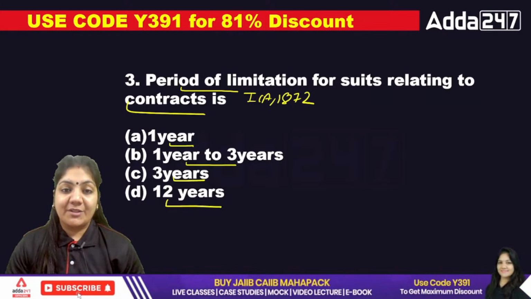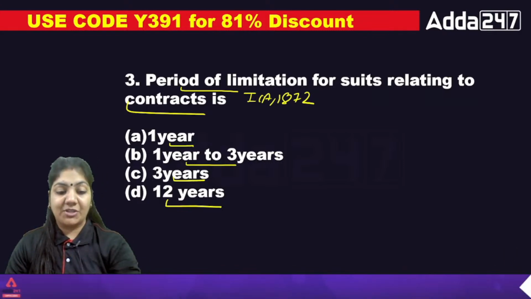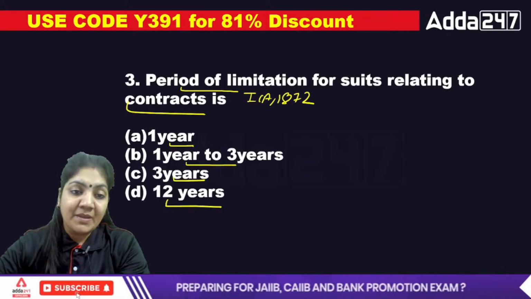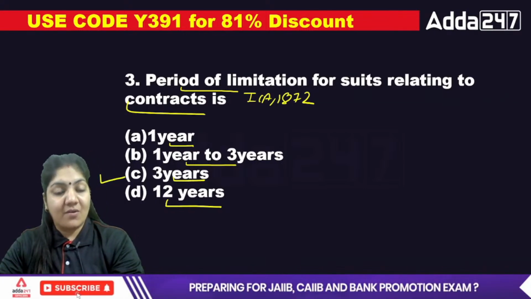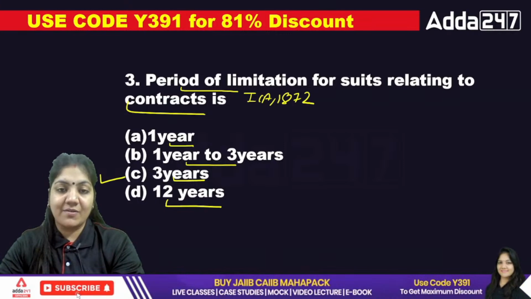So what is the limitation period for the contract? The limitation period for the contract is totally 3 years, that is the right answer. So C is the right answer.